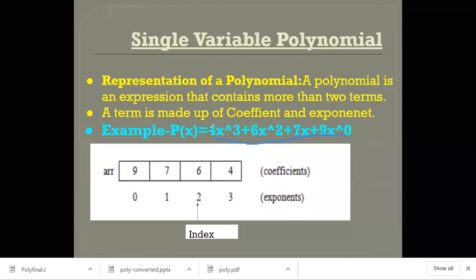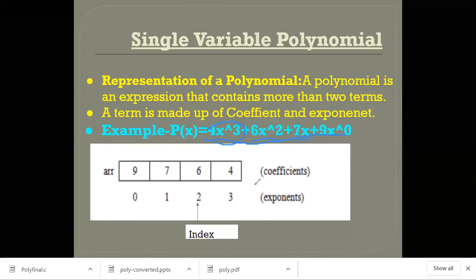Here in the first term of the polynomial, the coefficient is 4, sorry, and the exponent is 3. Always remember that the degree of the first term should be greater than the others. So here the first exponent value is 3. In the second term, what is the value of the degree? 2. Third term, the value of x raised to 1. And next term, the value of x raised to 0. Likewise, we are representing the polynomial.